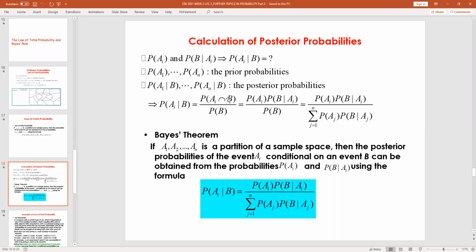Maybe there is something. Are you guys hearing me? Hello, are you guys still hearing me? Yes. And you're seeing what I'm projecting, right? Calculation of posterior probability. Yes. Okay, thank you so much for confirming that.